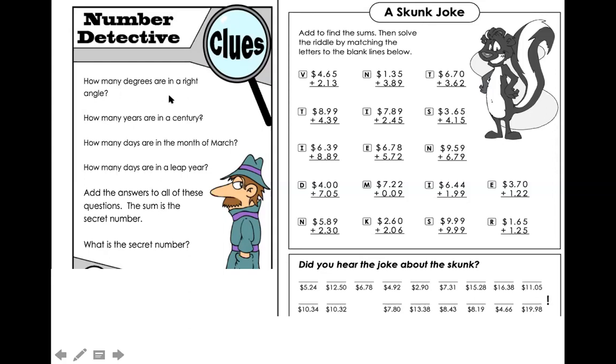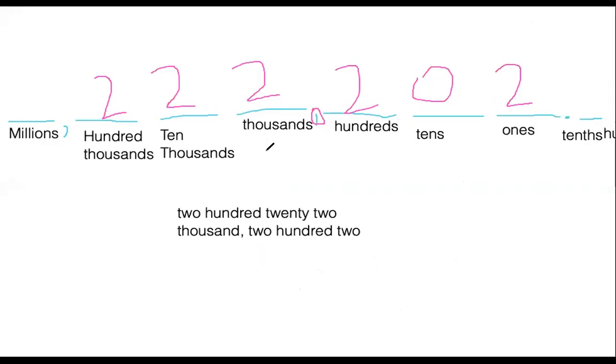So as you can see, we have the first problem, which is $4.65 plus $2.13. If I was reading this like a decimal, how would I say this top number? 4 and 65 hundredths. That's right. What about that bottom number? That would be 2 and 13 hundredths. Absolutely. Okay, so let's go to our whiteboard and let's solve this together.